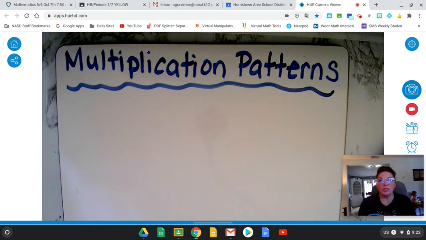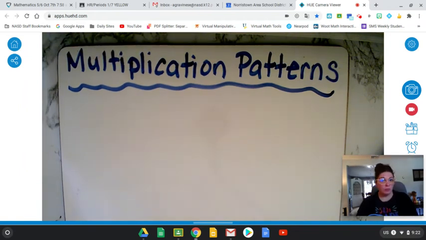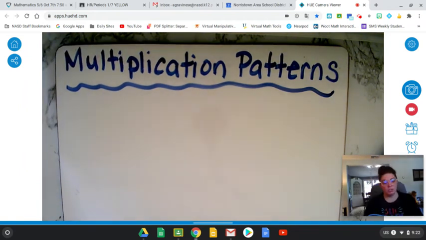Today we're going to look at multiplication patterns, and this comes from your My Math book, Chapter 2, Lesson 4. So let's take a look at some examples. We can do mental math even with pretty large numbers in multiplication.